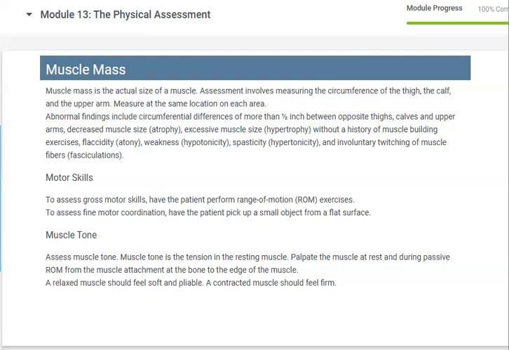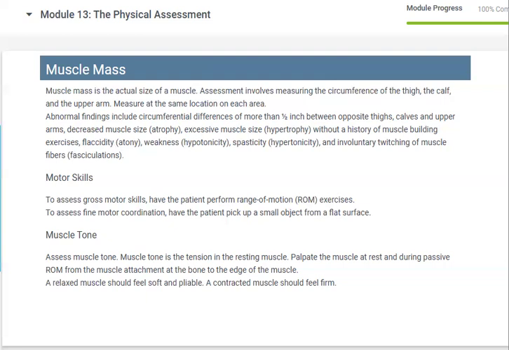Motor skills. To assess gross motor skills, have the patient perform range of motion, ROM, exercises. To assess fine motor coordination, have the patient pick up a small object from a flat surface.